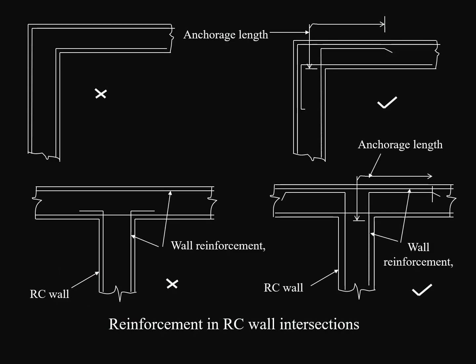You can see the RCC wall. For the corners, the bars should also cross each other and additional bars should be provided. The length of the bar extended should be equal to the increased length as shown in the second section on the top. Similarly, for T-joint for RCC walls, the reinforcement shown in the first section is not correct, whereas the second section is showing the correct reinforcement.